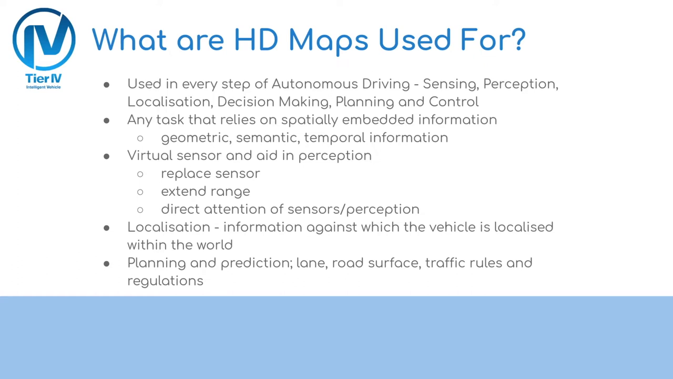The final use I will mention today is the application to motion planning and the prediction of the motion of other road users. HD maps can be used to plan ego motion by considering the road lane network, and also to predict the behavior of other road users with the expectation that they will also follow the defined road network and obey general traffic rules.